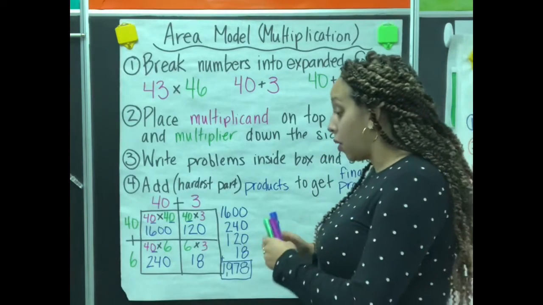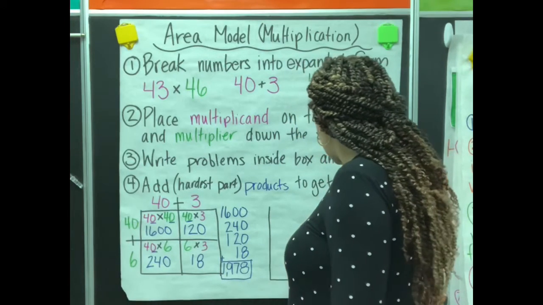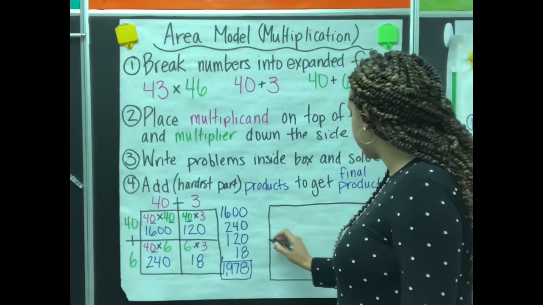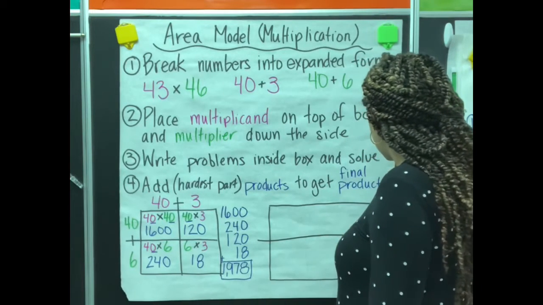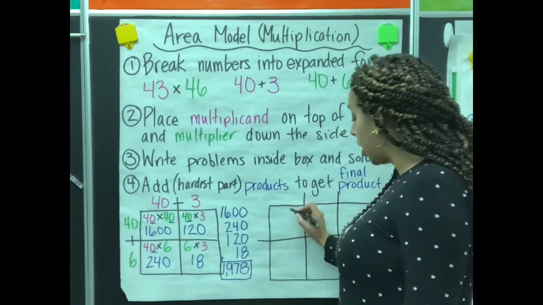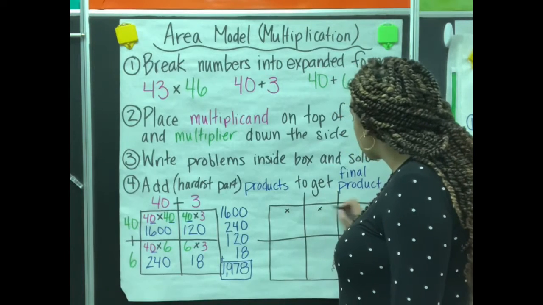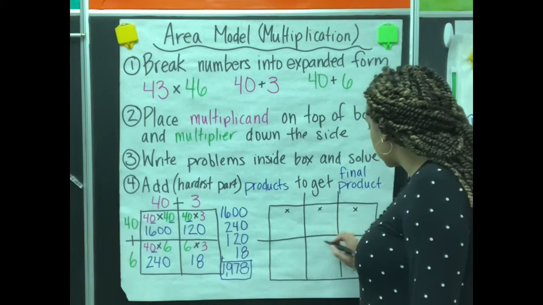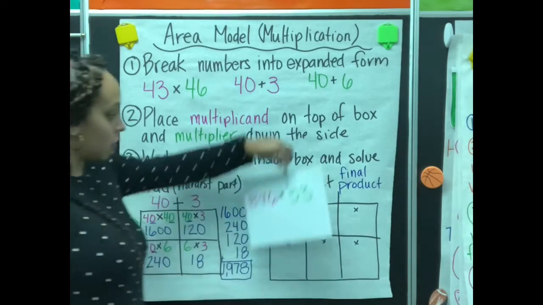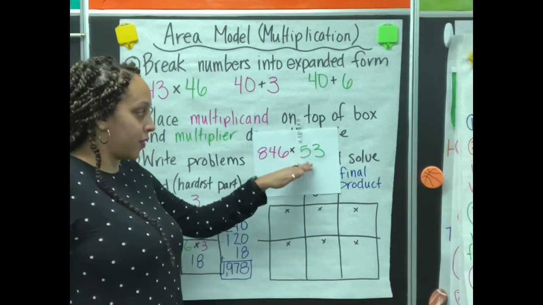So we're going to do a box that's going to have 6. I'm going to have a 3-digit by a 2-digit. I know a non-negotiable is my baby problems, so I'm going to make sure I put my multiplication symbols in here first. So our problem is going to be 846 multiplied by 53.